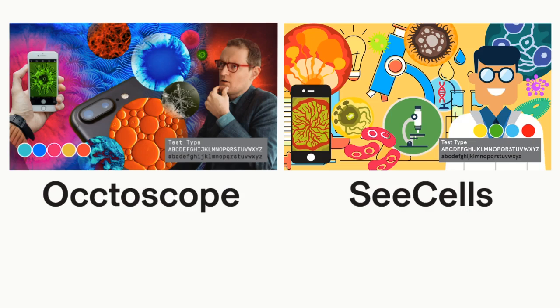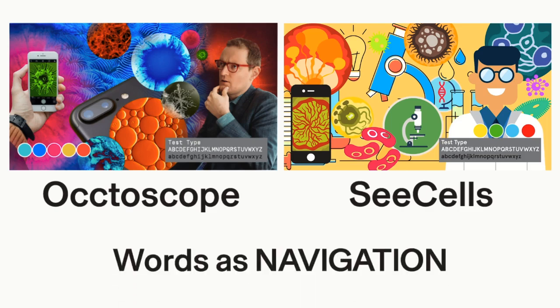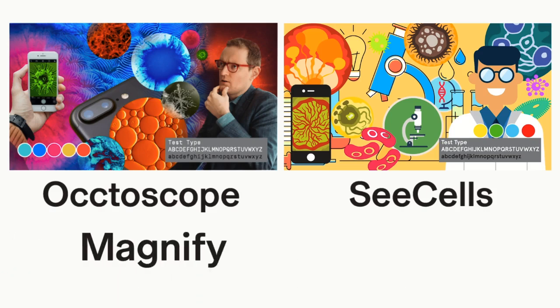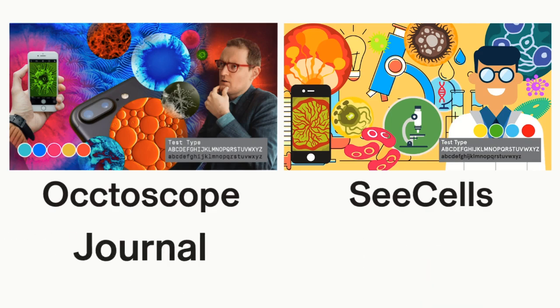So let's compare our two directions that we have and pick names for them. So we're going to call our scientific direction octoscope, and we're going to call our more playful direction C cells. So we can think about how we use words in a number of other ways as well as branding. We could think about words as navigation, for instance. So if we were looking at something through our phones in the scientific world, we might be magnifying, but in the fun world, we'd be zooming.